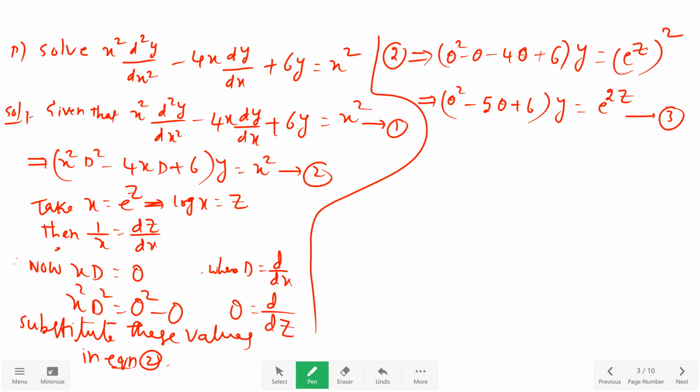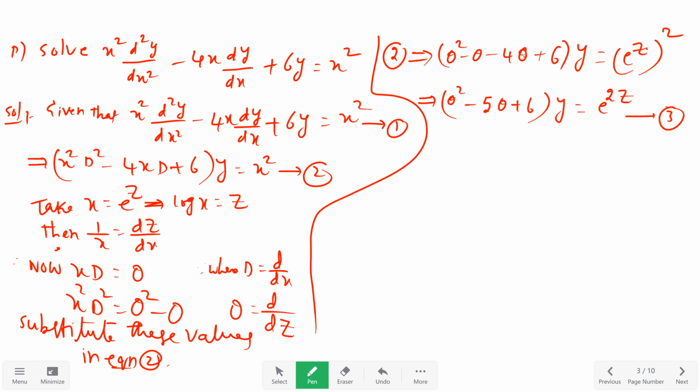Equation 3 is also a second order linear differential equation with constant coefficients. So this is the process. The given equation 1 is a second order linear differential equation with variable coefficients. This can be converted or reduced to another second order linear differential equation with constant coefficients. So now we can solve equation 3.